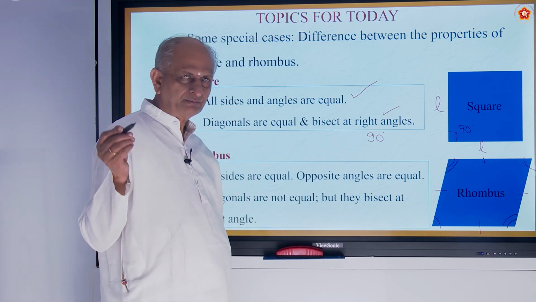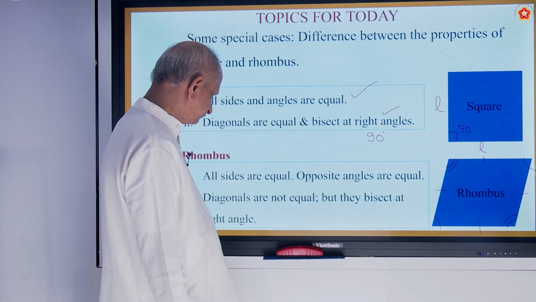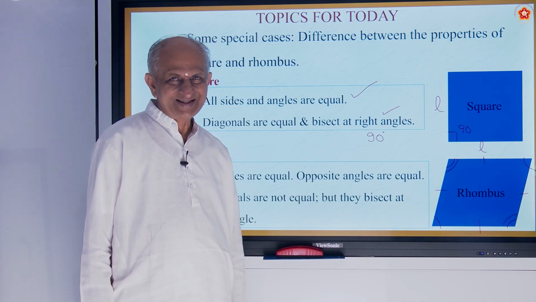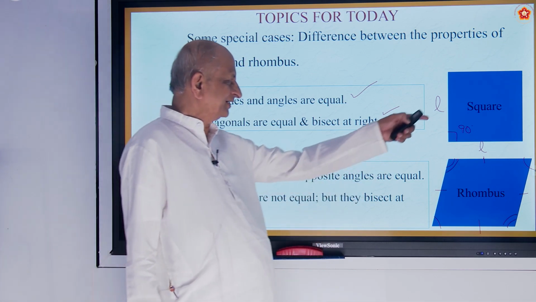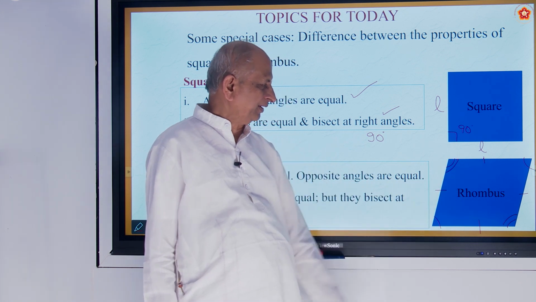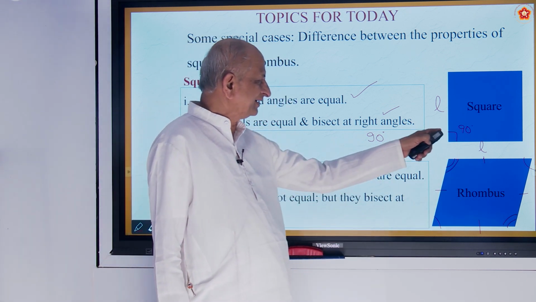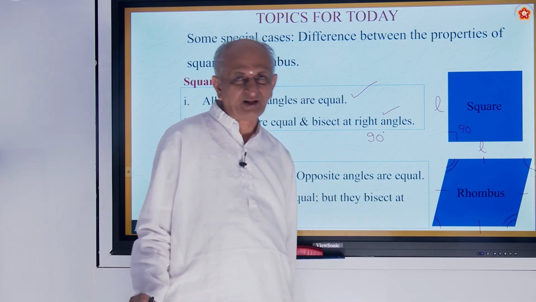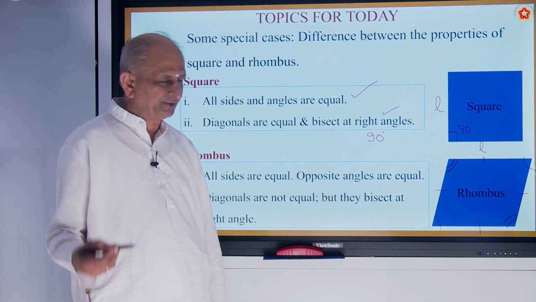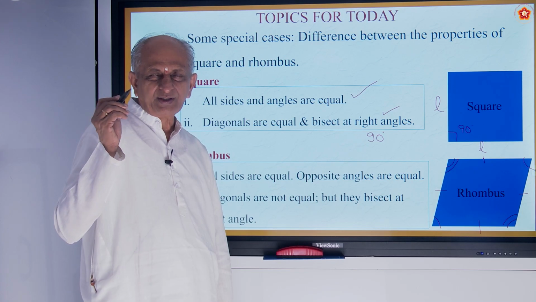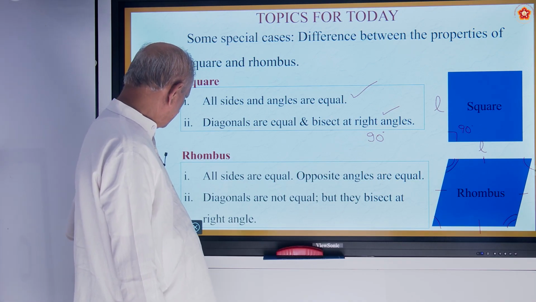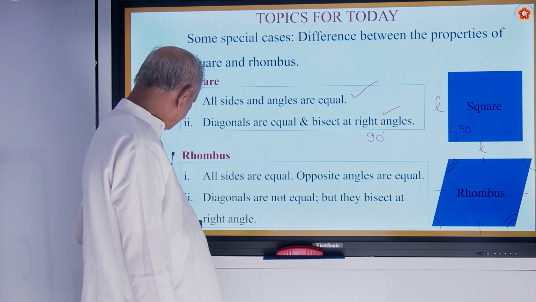Secondly, diagonals are not equal, but they bisect at right angle. Okay? So here also they bisect at right angle, but the difference is, here diagonals are equal, but here diagonals are not equal. And all the angles are 90 degrees here. Here opposite angles are equal, that's all. So that is the difference between square and rhombus. Similarly, you can think of the difference between rectangle and parallelogram, trapezium, all that. Okay, now we will try to draw the figures.